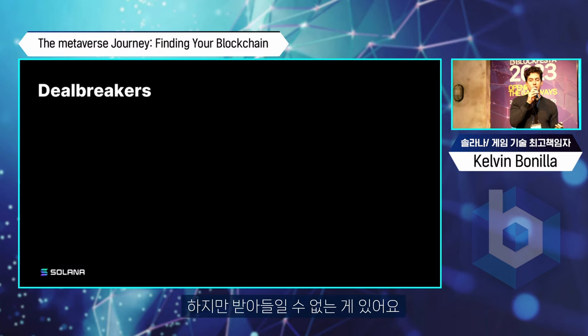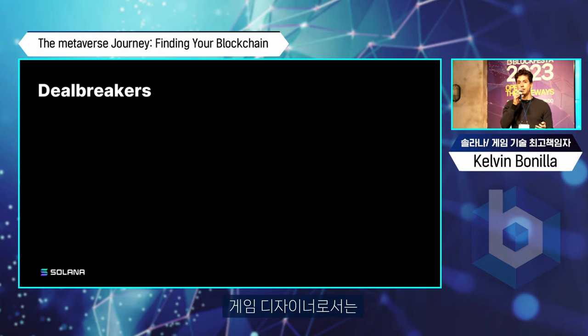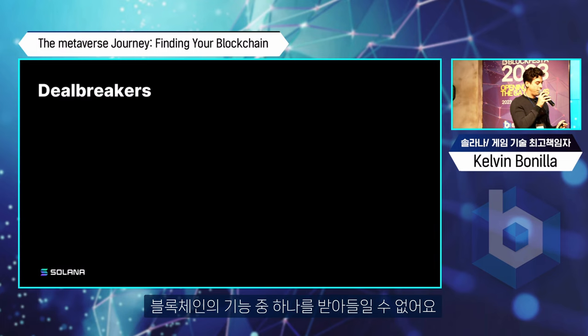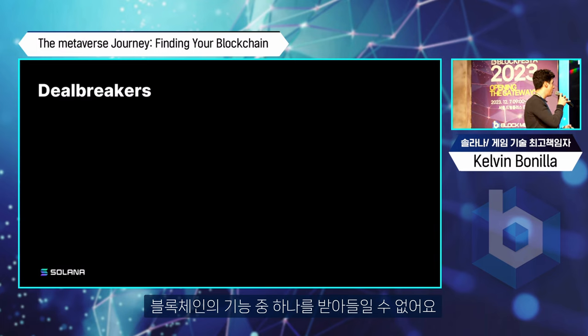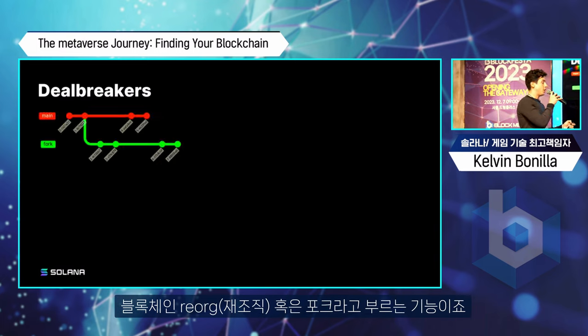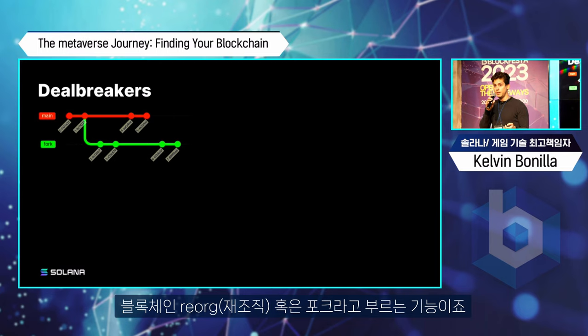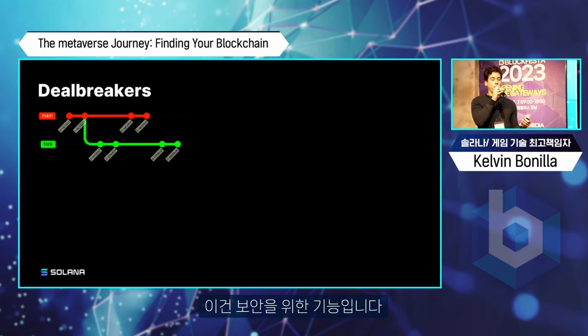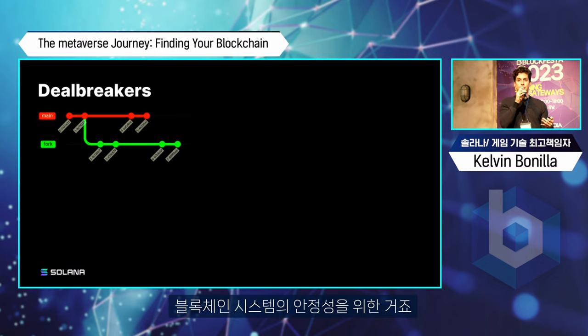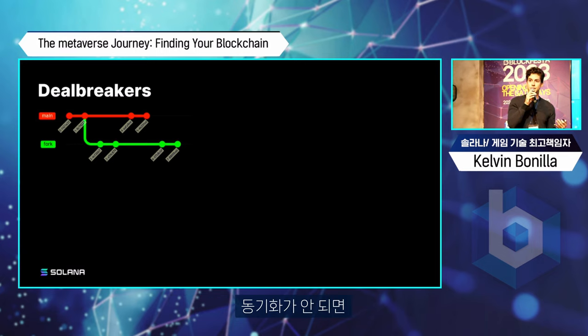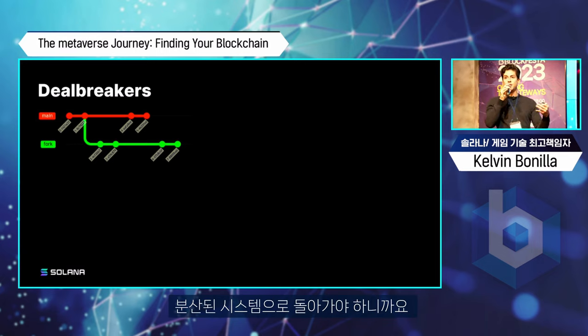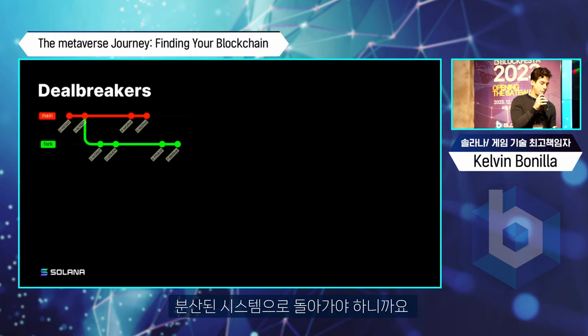But there are things that I cannot accept. As a game designer, I cannot accept one of the features in blockchain, which is called a blockchain reorg, or a fork. This is a feature for security, for stability of a blockchain system, for decentralized systems that need to get back into sync once they fall out of sync.